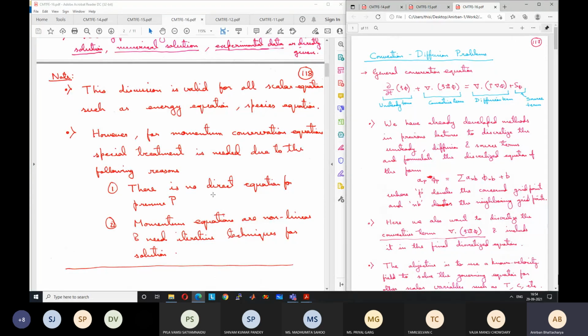Okay. So later in the next chapter, we'll see. So for this chapter, our focus will be on using a known velocity field to solve for other equations, scalar equations. Okay. Phi is temperature or concentration, things like that.